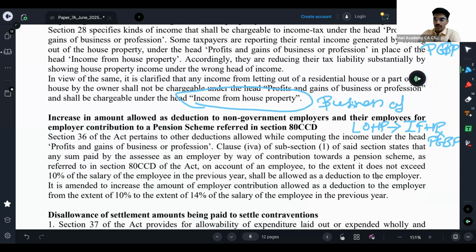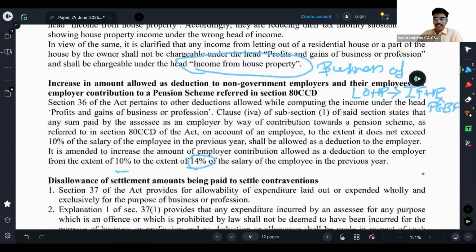If I'm going to make the payment as an employer under the new tax regime, up to 10% the deduction was allowed. If I contribute more than 10%, that was not allowed as a deduction. But now the government has increased this cap from 10% to 14%. That is another change.